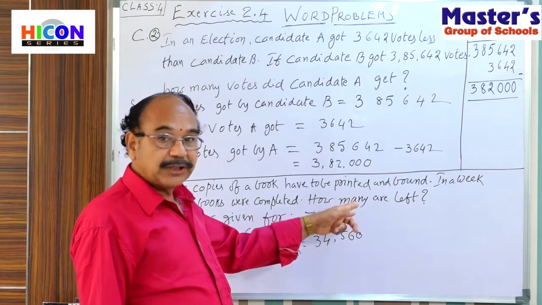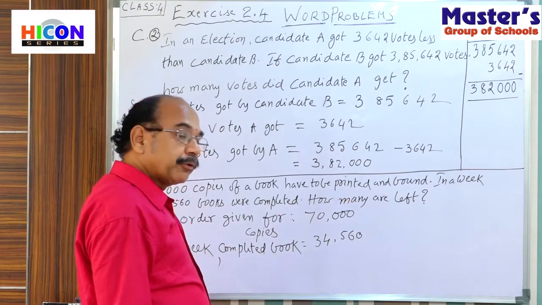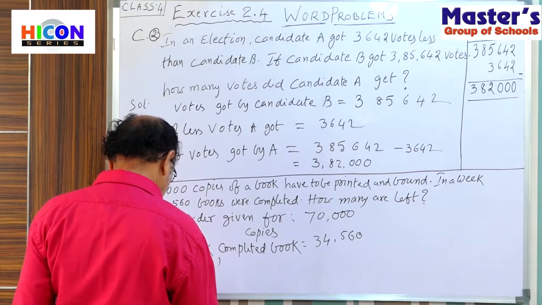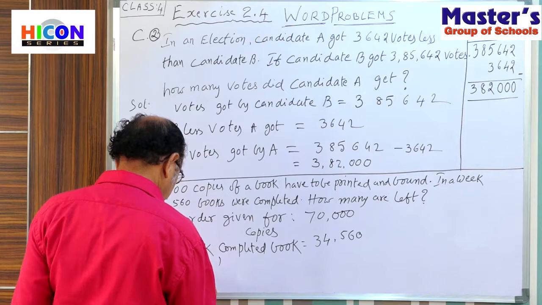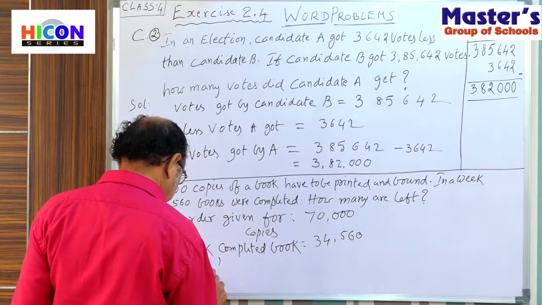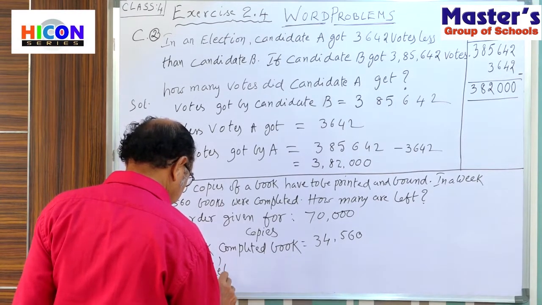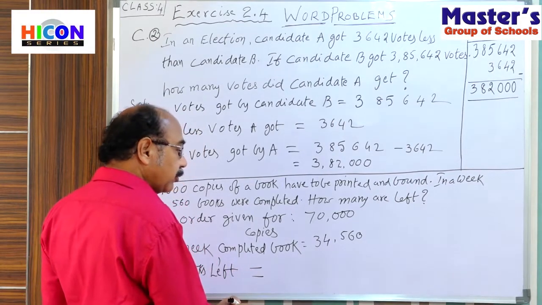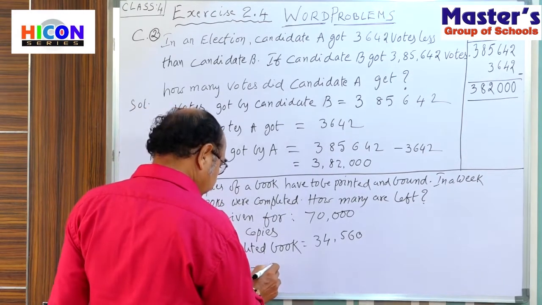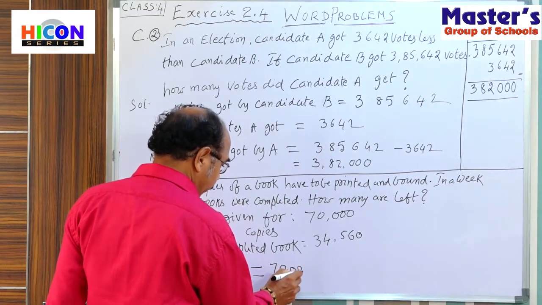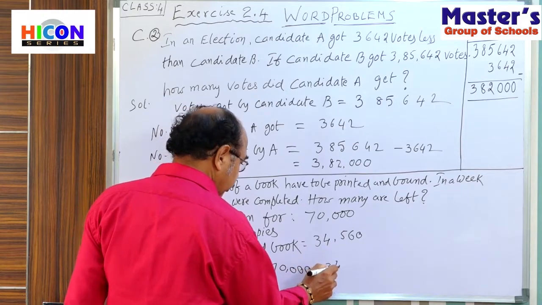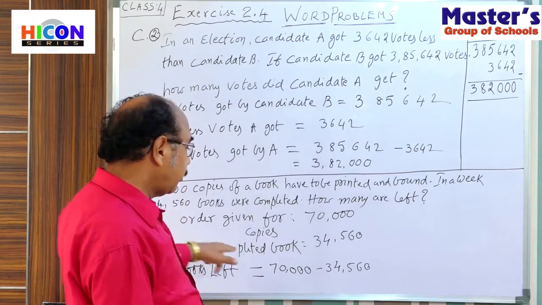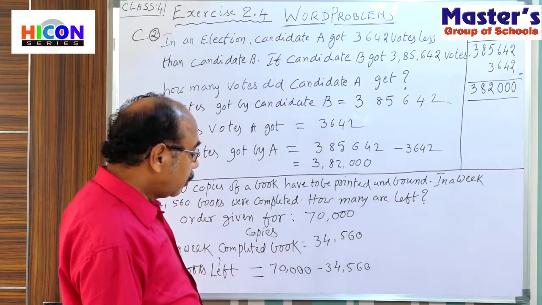So, books left. How many books were left? Books left is equal to subtract. Okay, 70,000 minus 34,560.